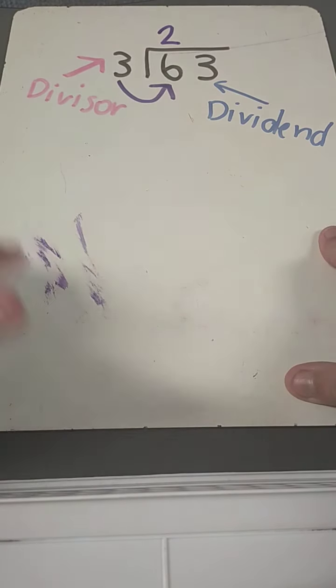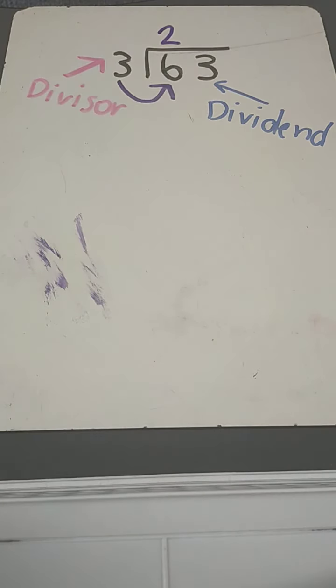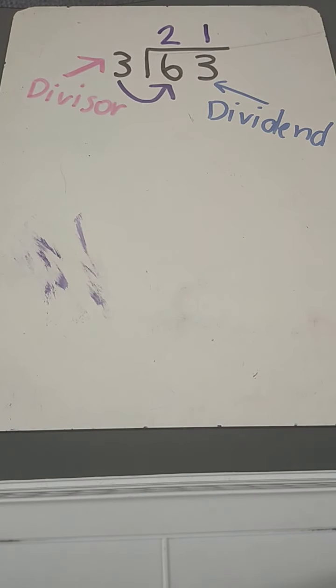Now I'm going to ask myself, how many times does 3 fit into 3? Only fits in once. One group of 3 is 3. So that's it. The answer to 63 divided by 3 is 21.